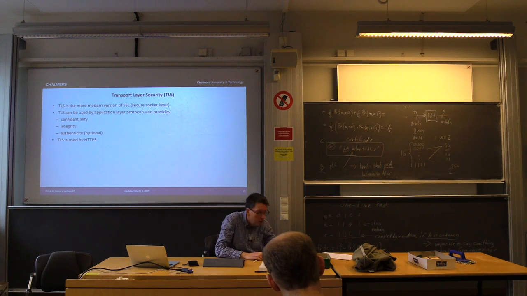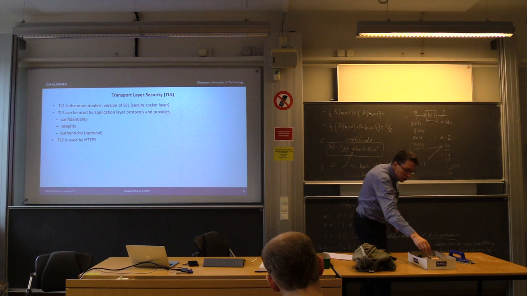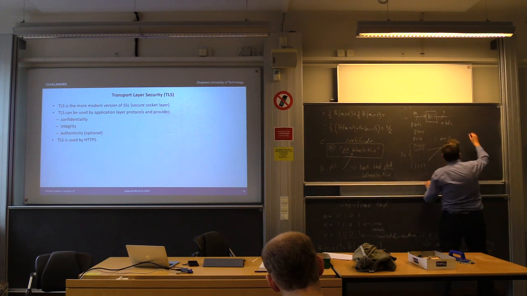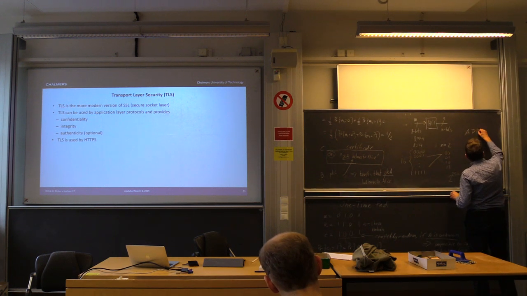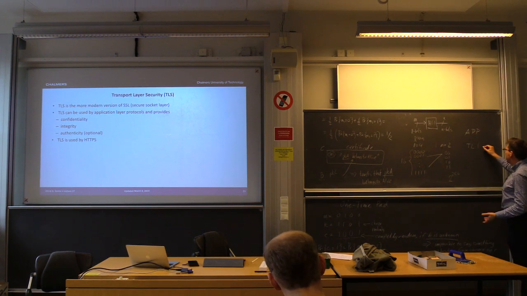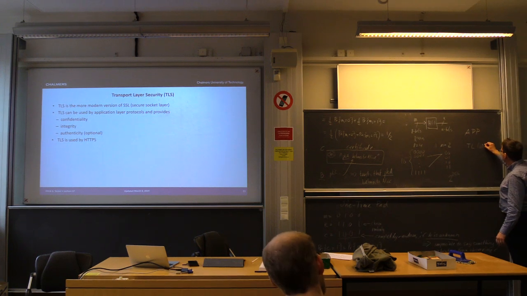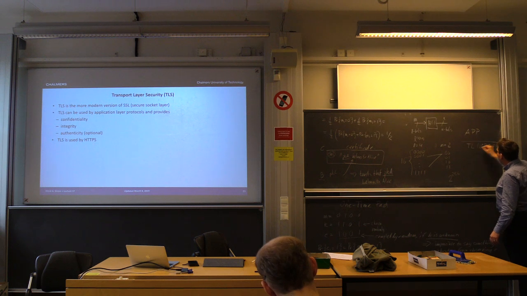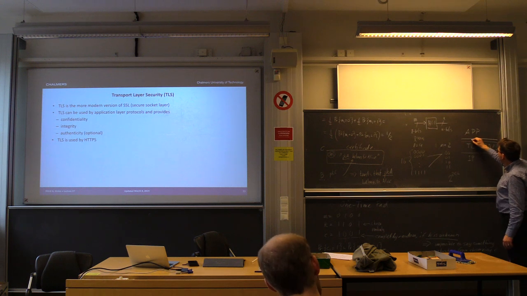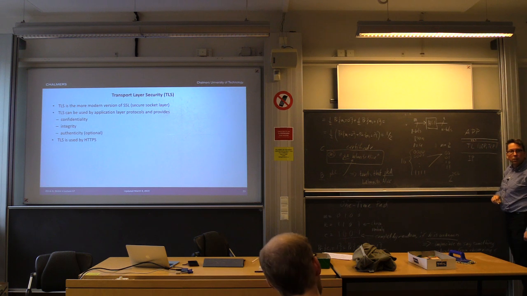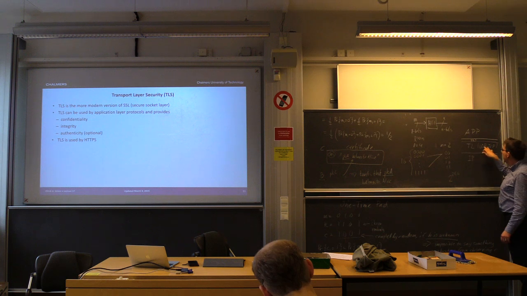Okay, so the TLS here, the transport layer security: if we have the application layer here, and here we have the transport layer, which would be UDP or TCP or whatever, and then we have IP below here, then we put the TLS here. So it's just above TCP and UDP.